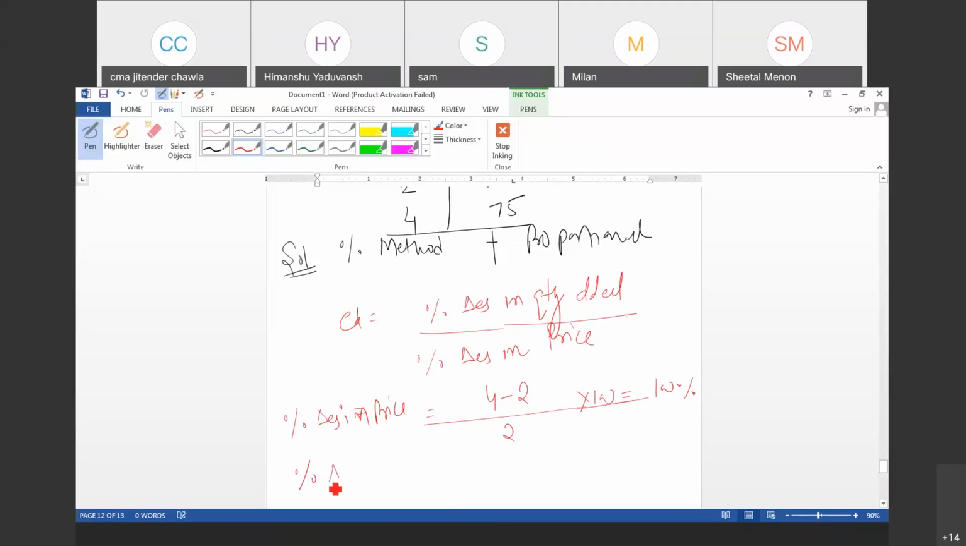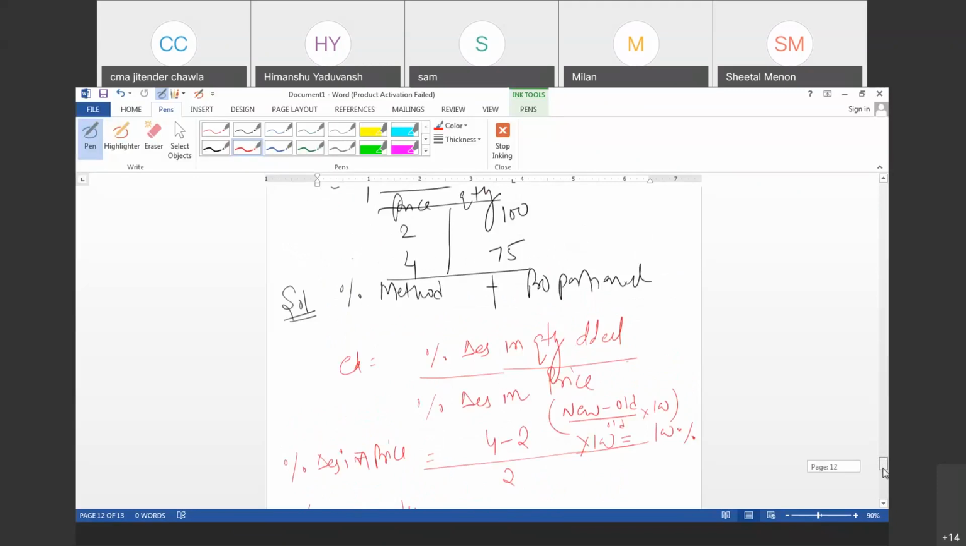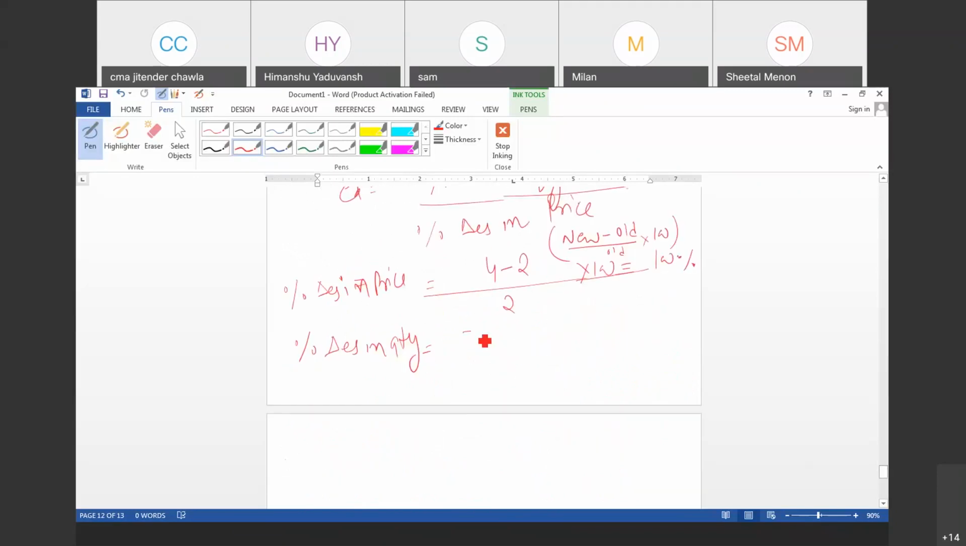And percentage changes in quantity. Did I make this understood to you? This is new minus old divided by old into 100. What happened to quantity? The new quantity is 75, moved from 100. So new minus old divided by old into 100 is 25% with a negative sign.